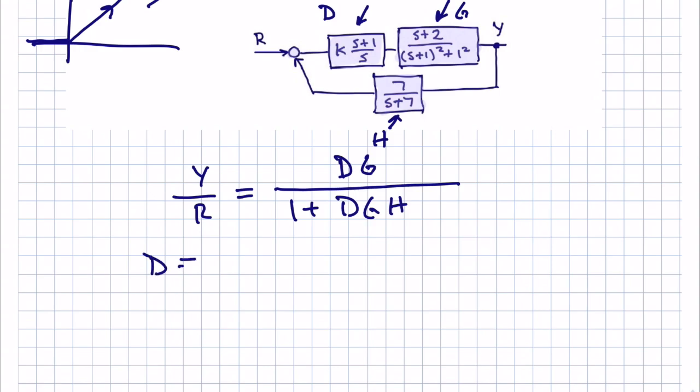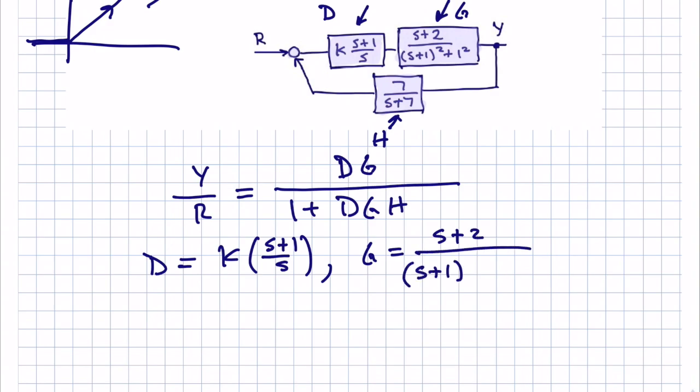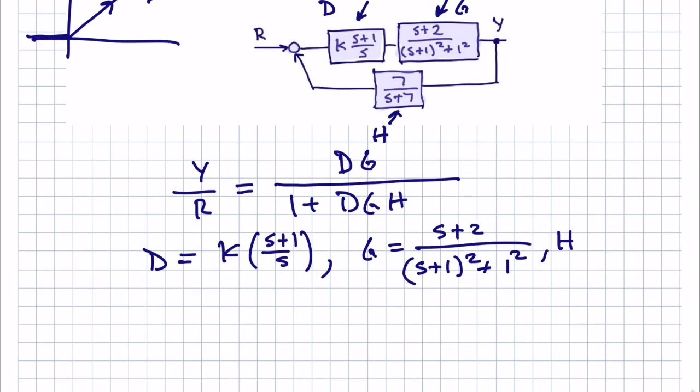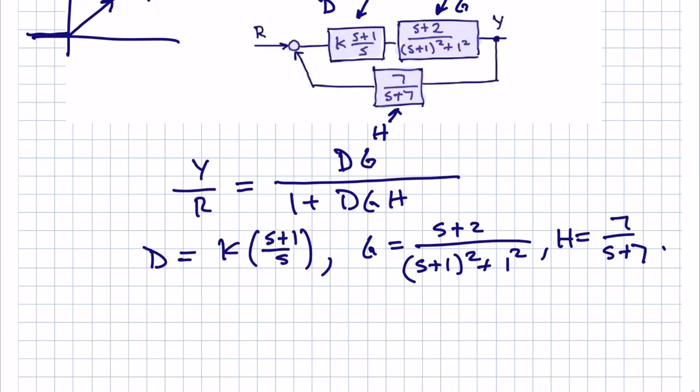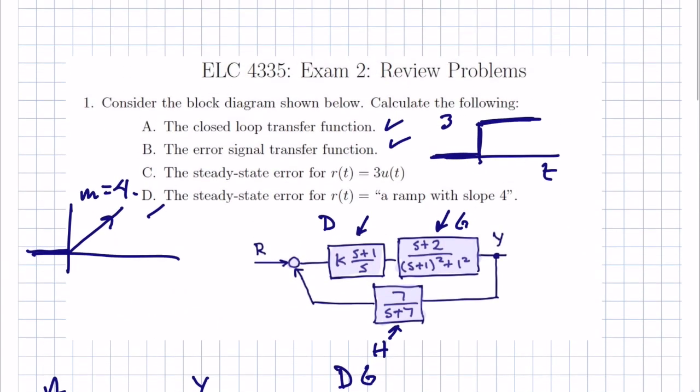And so what is D? D is K, s plus 1 over s. G is s plus 2 over (s plus 1) squared plus 1 squared, and H is 7 over s plus 7. All right, so I would actually consider that a complete answer because I realize you can just plug everything back into the transfer function. All right, so that's part A. Let's move on to part B.